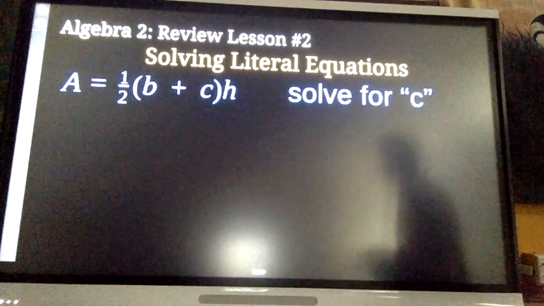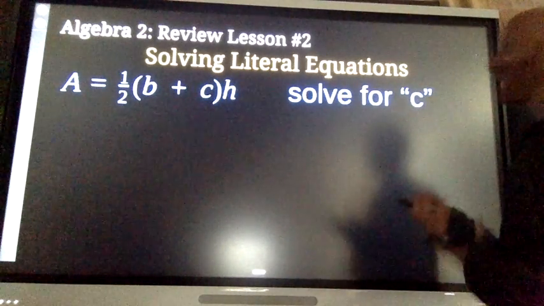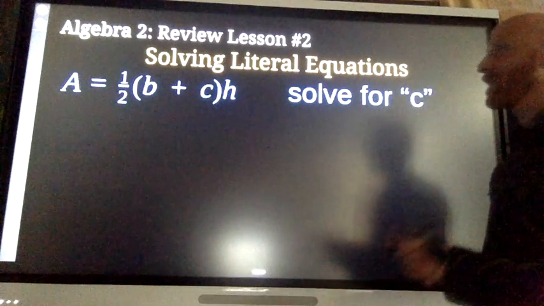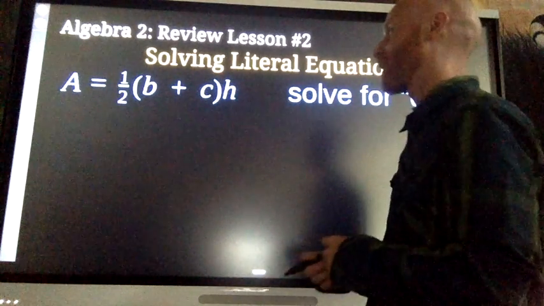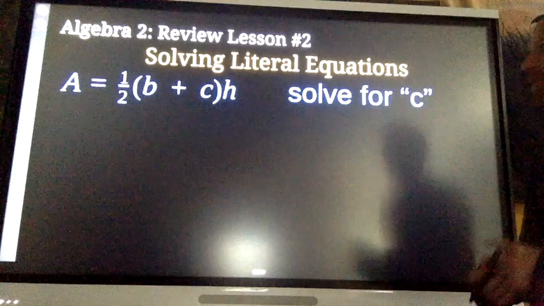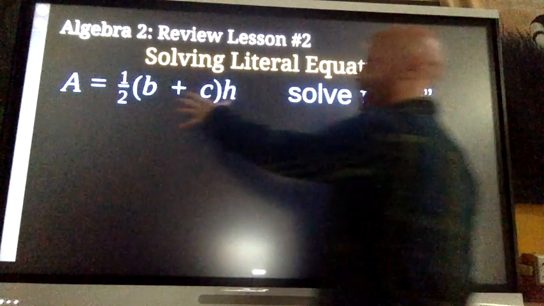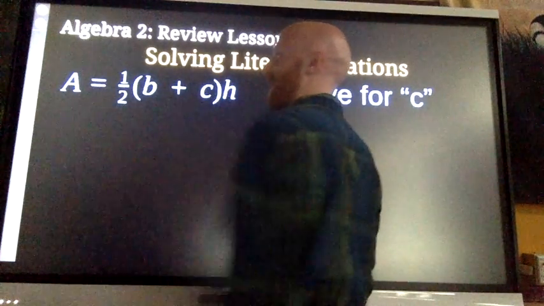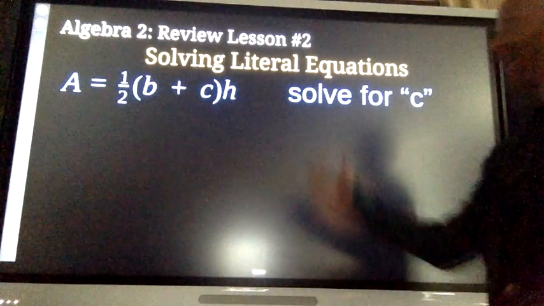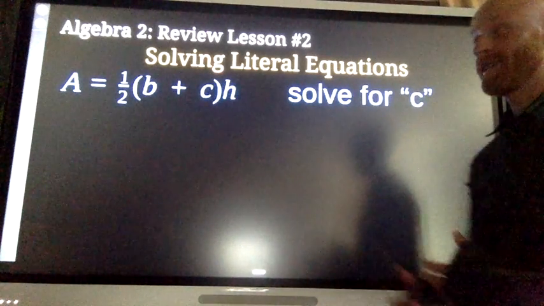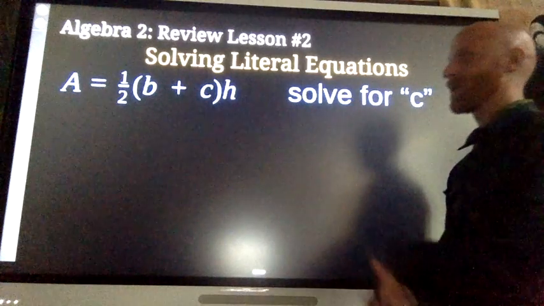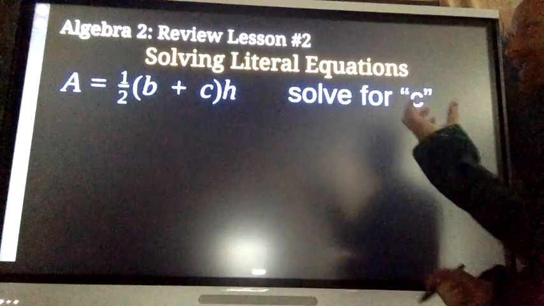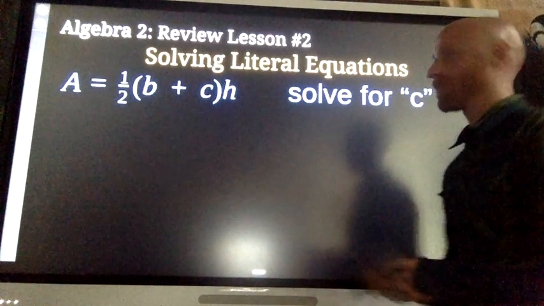Your science teachers are going to love you if you can handle these. Solving literal equations, basically what it means is you're given a formula of some sort. There's more than one variable. Right now, this equation is solved for A. A is the thing that's by itself, and you're asked to solve for a different variable. So you use your opposite operations and your number properties to isolate one of the other variables.